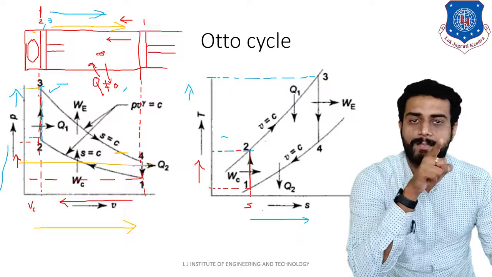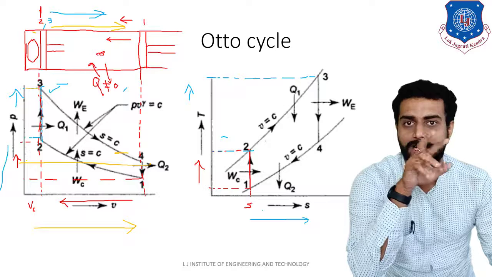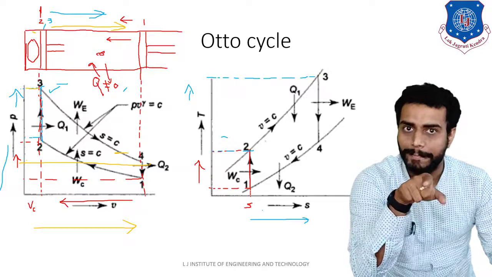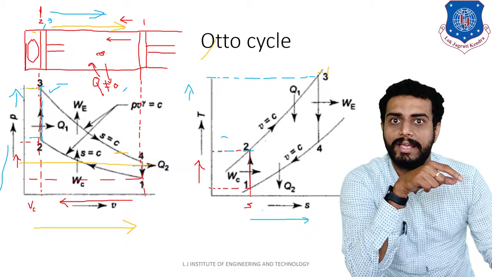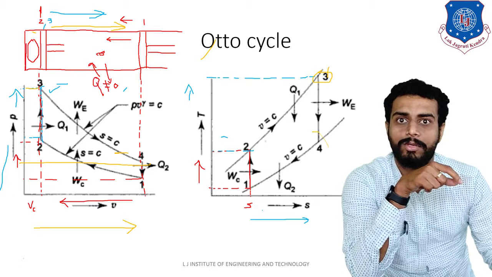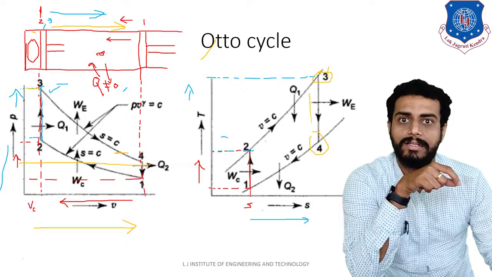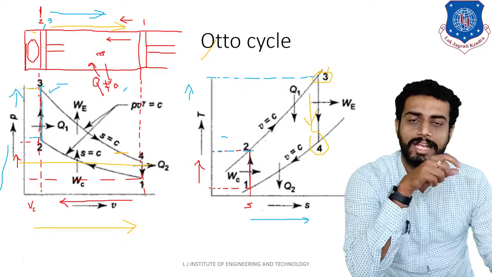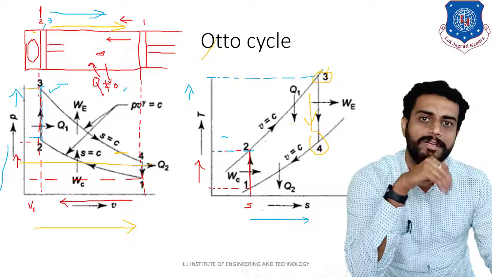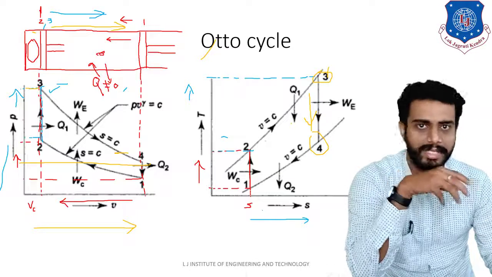Reversible adiabatic expansion process. Okay, reversible adiabatic, what is the other word? Isentropic. So that is why if you observe the TS diagram, then during 3 to 4, you can see that the entropy is remaining constant, but the temperature will decrease because expansion will take place. That means temperature will decrease.